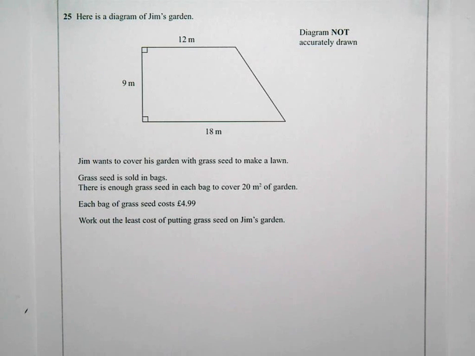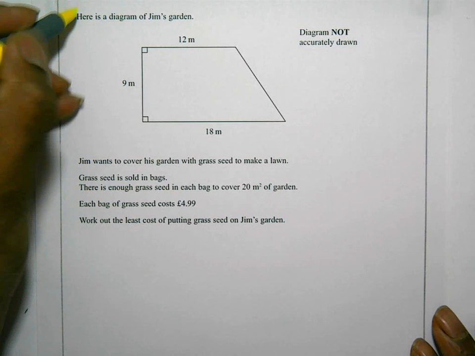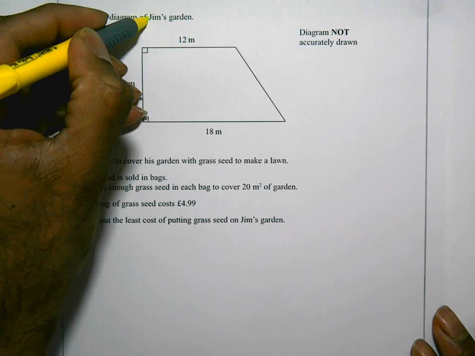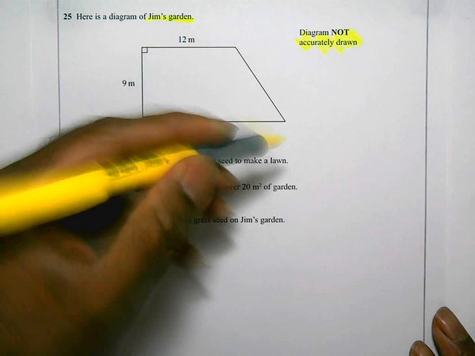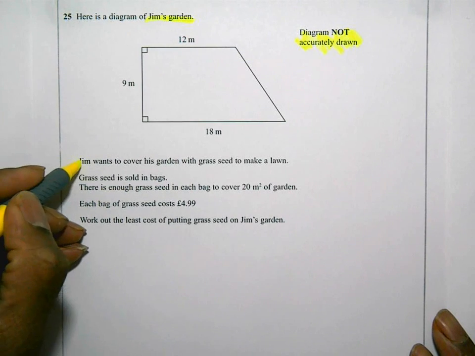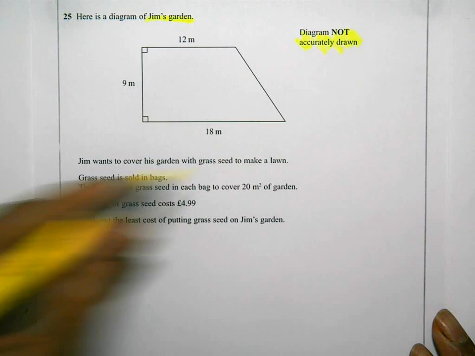This is question number 25 on the Foundation non-calculator paper. Reading the question first, it says, here is a diagram of Jim's garden. The diagram's not drawn accurately, so I can't take any measurements from it. Jim wants to cover this garden with grass seed to make a lawn.